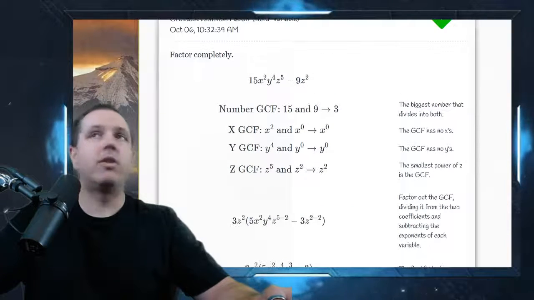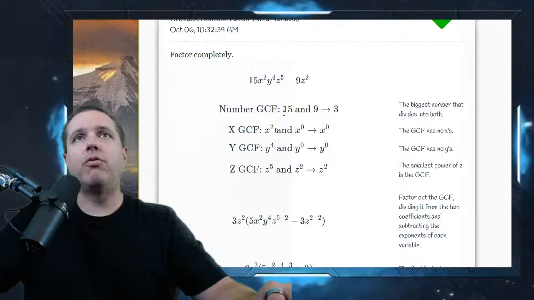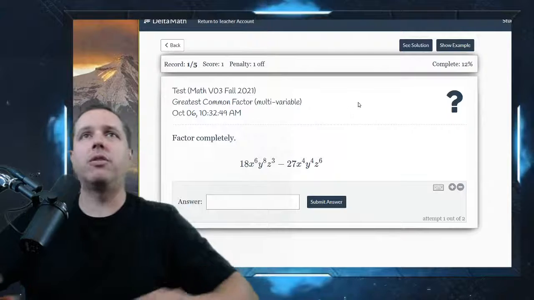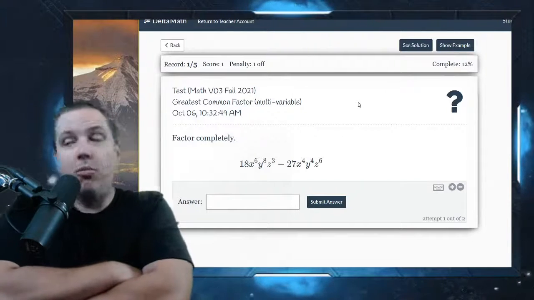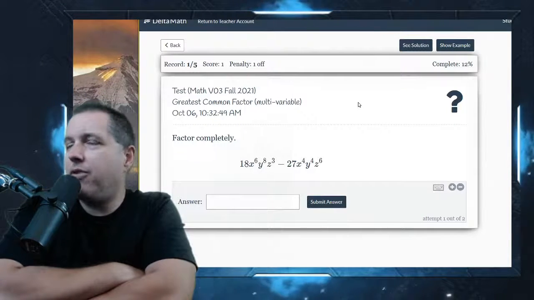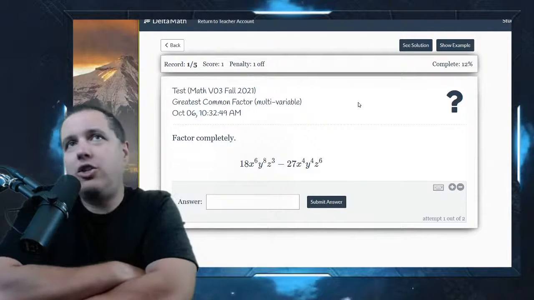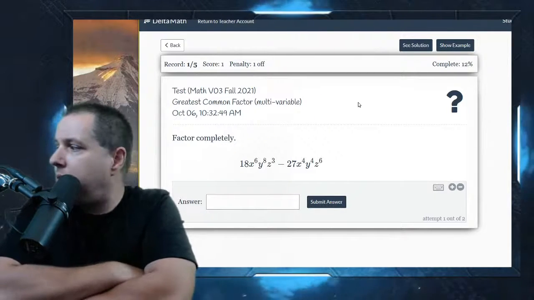So they walk you through it a little bit, but that was the idea. Let's see what the next one looks like. Here we go. Here's one that has a little more going on. These can look intimidating at first. You're like, man, there are so many variables and these big numbers. Don't sweat it. Just break it down into the individual pieces.